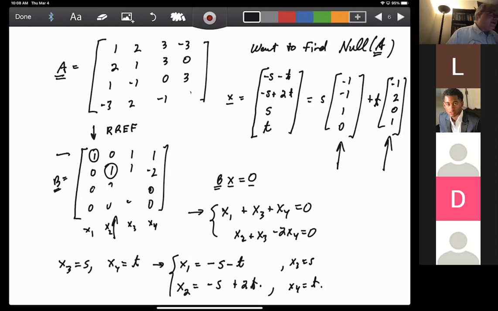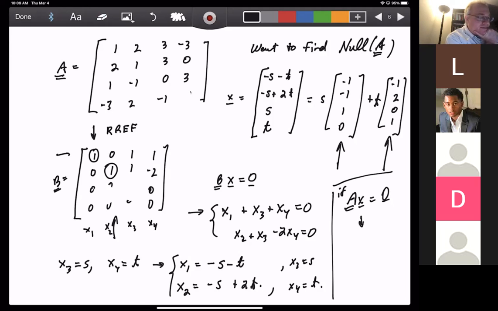Okay, so if you go through the solution, and there is no free variables, what would your null space be? So let's say that if Ax is equal to 0, if we try to solve that, and there's no null space, what is the only solution to that?